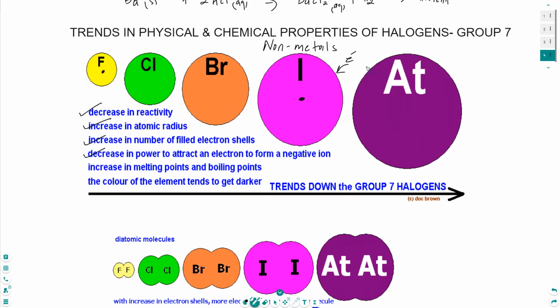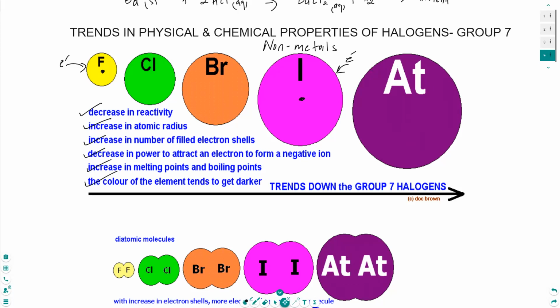It's much easier for fluorine, which is very small, for the electron to be attracted to that outer shell, because the outer shell is very close to the nucleus, and so that positive force of the nucleus can be exerted on that outer shell better, and the electron can be attracted more easily. So the smaller the nonmetal is, the more reactive it is, all right, which is the opposite of what we saw with our metals. We also observed something going down group 7. We notice that there is an increase in the melting points and the boiling points of group 7 elements as we go down. And we also note that the color of the elements tends to get darker and darker as we go down group 7.